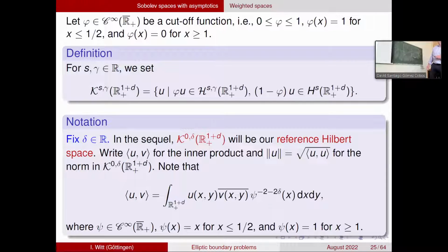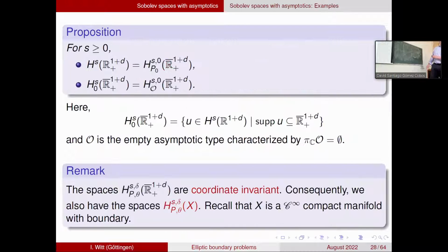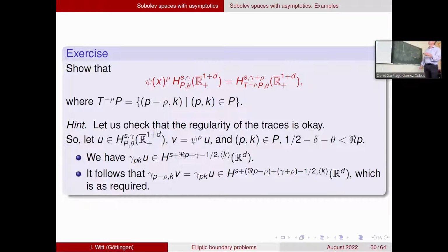So we have our Sobolev space for x large and this H^s gamma space for x small. Then we have a function psi, which is zero close to x equals 0 and 1 for x large. And then basically, if we multiply this by x to the rho close to x equals 0 and do nothing for x large, then we get exactly the other space with a shift of conormal order, and the asymptotic type is just P minus rho.